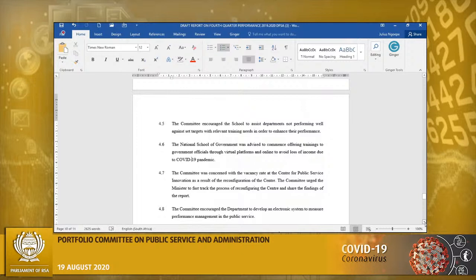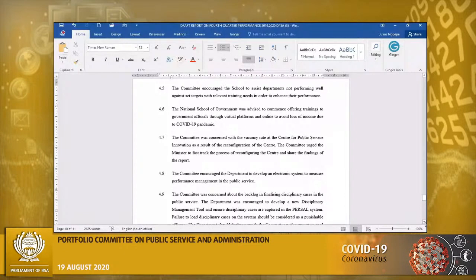And the committee encouraged the school to assist departments not performing well against set targets with relevant training needs in order to enhance their performance. 4.6, the National School of Government was advised to commence offering training to government officials through virtual platforms and online to avoid loss of income due to the COVID-19 pandemic.